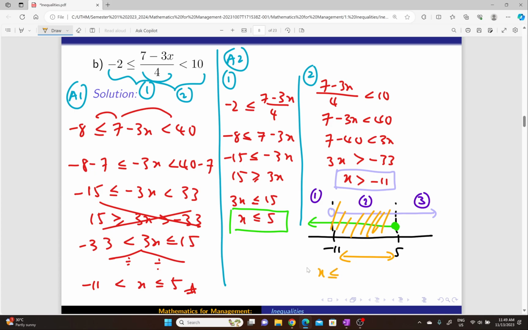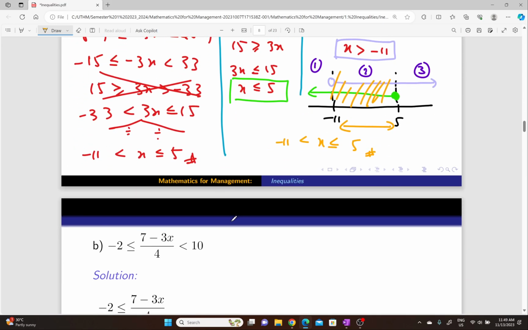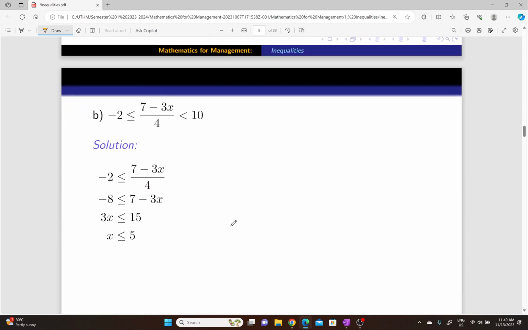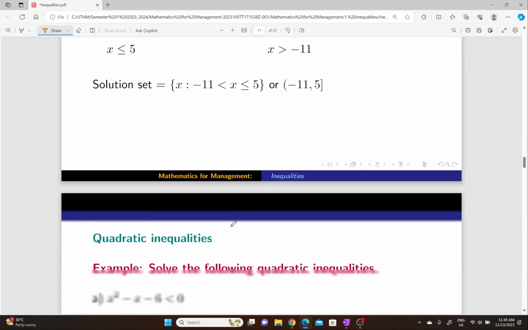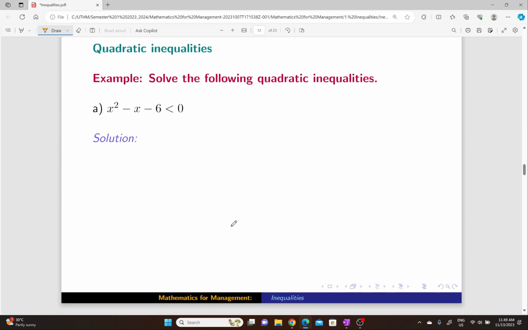So x is in between -11 and 5. Alternative 2 might be a little bit lengthier, but it is a very powerful method to solve any kind of inequalities. Okay, so you learn both, practice both. I have the answer here also, you can see. Okay, now the next type of inequality is quadratic inequalities.